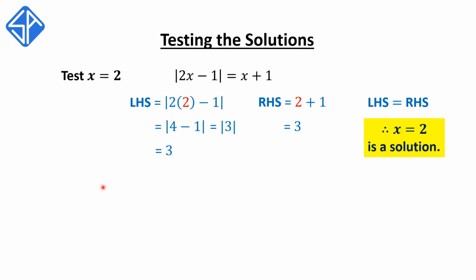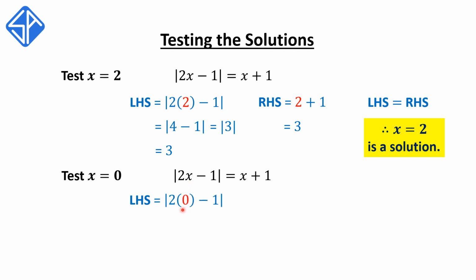We're also going to test the other solution, x is equal to 0. We begin with the equation again. We're going to sub x is equal to 0 into the left-hand side. This is going to be the absolute of 2 times 0 minus 1, which is equal to the absolute of negative 1, which is simply just 1.